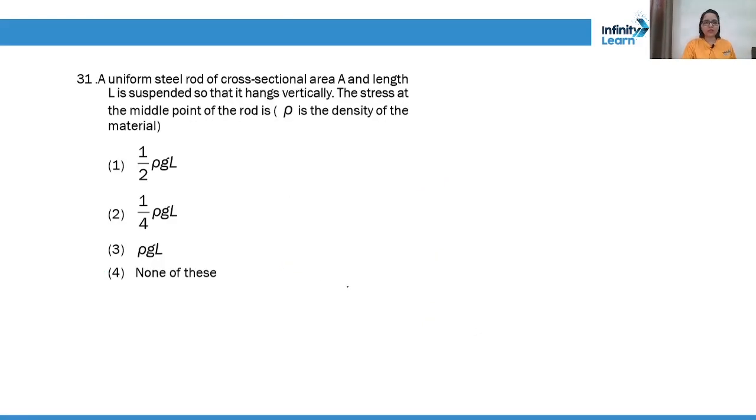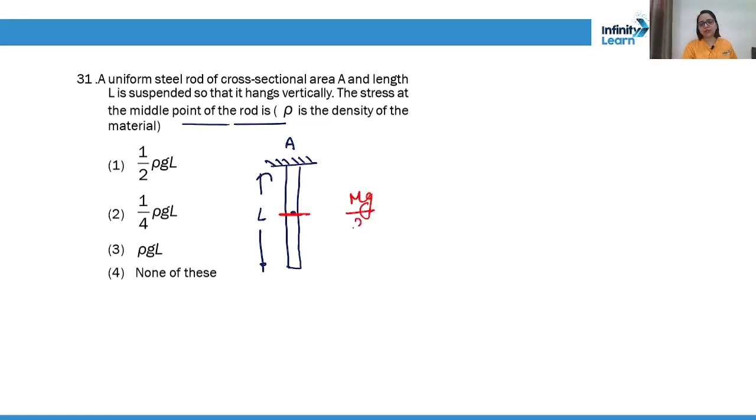Question number 31. A uniform steel rod of cross-section area A and length L is suspended so that it hangs vertically. So we have a rod of cross-section area A and length L. It's suspended vertically. The stress at the middle point of the rod is? So this is the point where we want to calculate the stress. So at this point, the force experienced will be mg by 2.